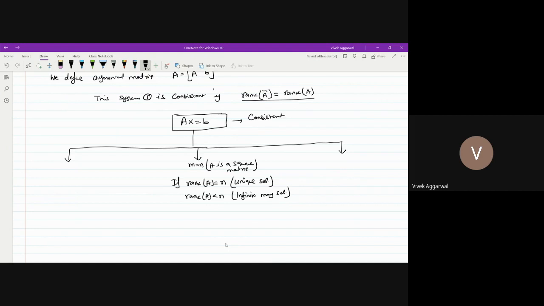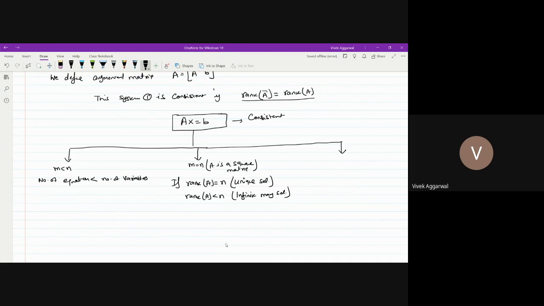So this is the basic theory we know. Now another thing is when m is less than n. In this case the number of equations is less than the number of variables, because n is the number of variables and m is the number of equations.